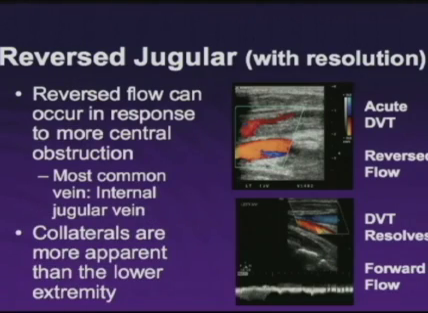As I alluded to before, if there's obstruction, the flow can reverse. Here we can see a patient with acute deep venous thrombosis. We can see the waveform. The color of the vein is red, which is the same as the carotid artery near it, so blood is flowing towards the head instead of towards the heart. But a few months later, after this resolves, the vein has a more normal shape, and the color is now flowing in the proper direction. The jugular vein is the most common place to see reverse flow, although in more central obstructions you can even see it in other veins such as the innominates or subclavians.